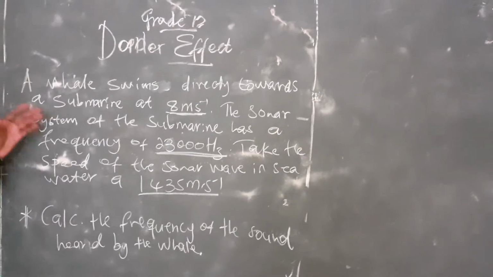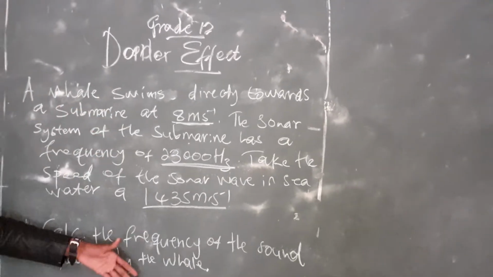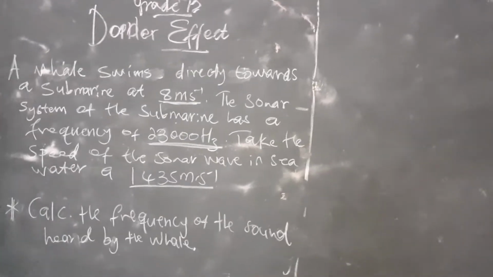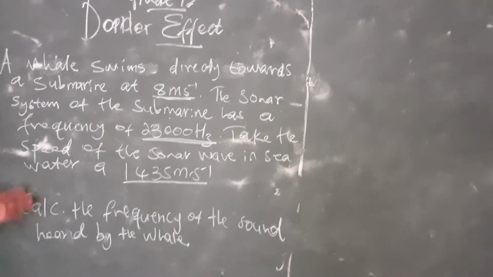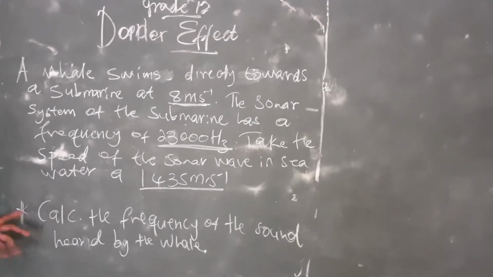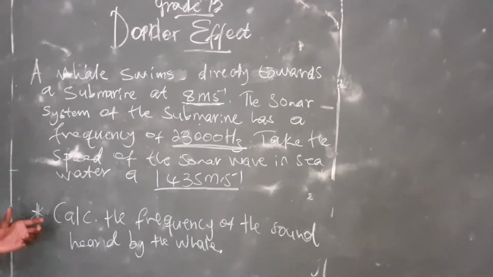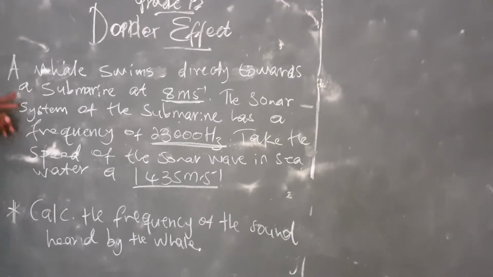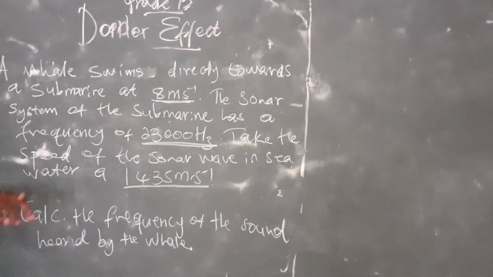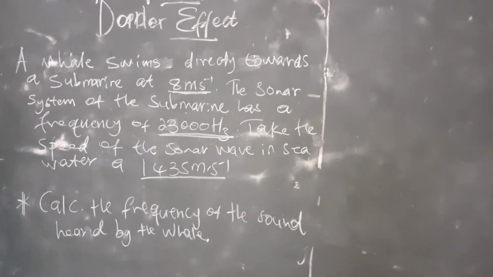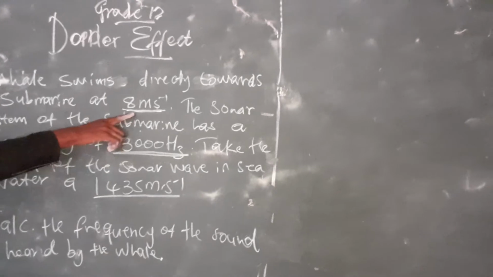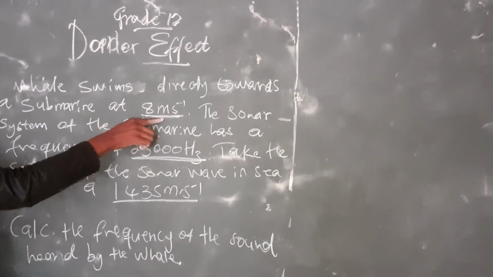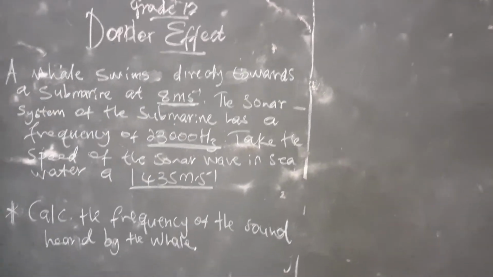So now we have a quick example for the Doppler effect. Let's get the statement and see how we can solve the problem. The statement says that a whale swims directly towards a submarine at 8 meters per second, meaning that 8 meters per second is the velocity of the whale with which it's moving.